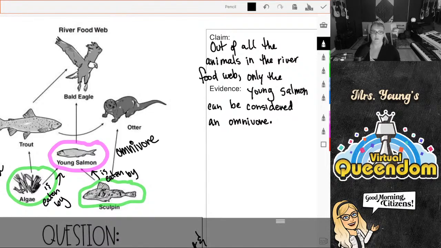But if I'm just going to say, the young salmon eats algae, period. Cool, that's a statement. It's not wrong. But you're in 4th and 5th grade now, which means your answers need to have a certain level of academic, scholarly response to them. That's the expectation. So now we're going to provide some evidence. How do I know that? What do I see as evidence to prove that only the young salmon can be considered an omnivore?